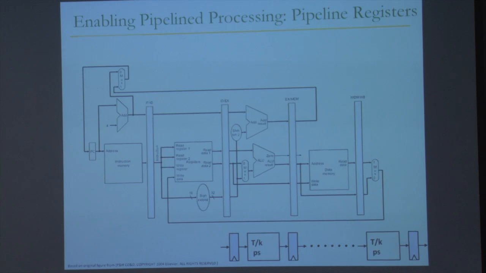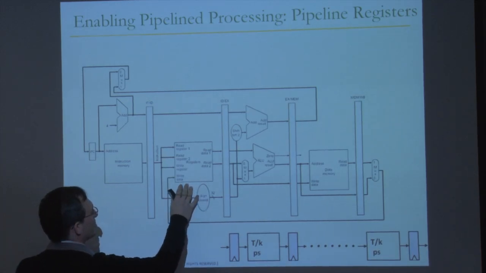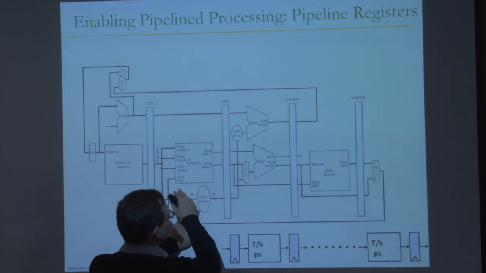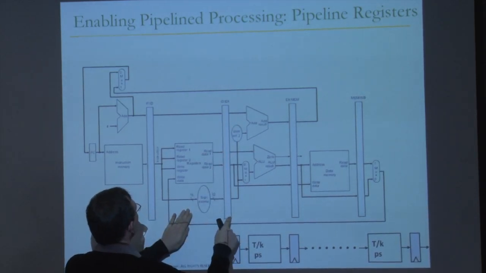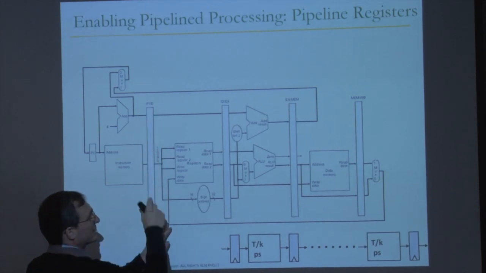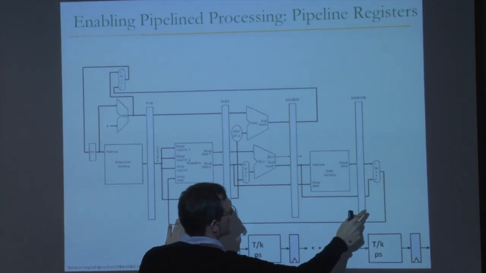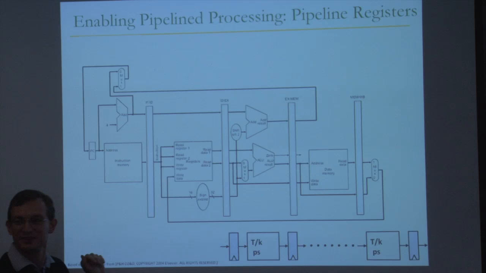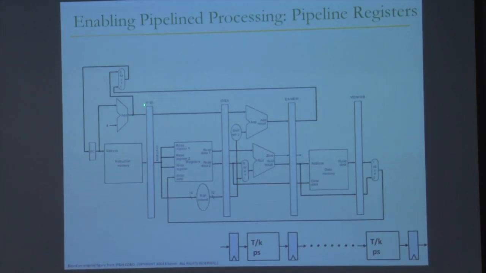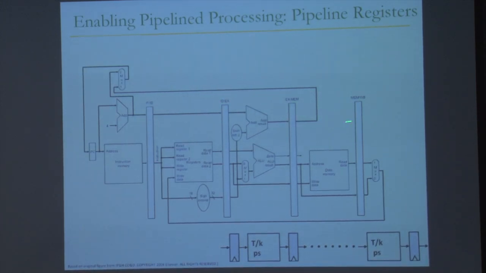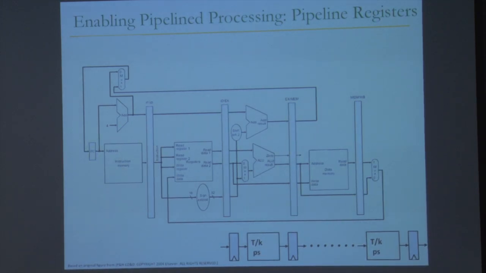That enables you to do processing in this stage independently of the processing in this stage, because this stage is using results that are latched here, and this stage is using results that are latched here, and so on. Make sense? And these are termed instruction fetch / instruction decode pipeline registers, instruction decode / execute, right? That's the terminology. So let's take a look at what needs to go into these registers.